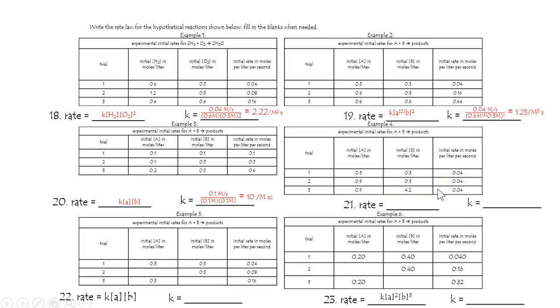It is 0th order with respect to each. So you could simply say the rate equals K. And then K, therefore, is 0.04 molar per second. 2 more. Number 22 is a fill in the blank.